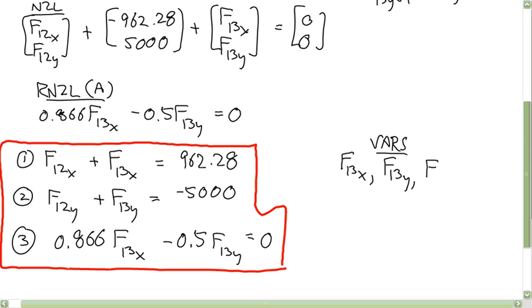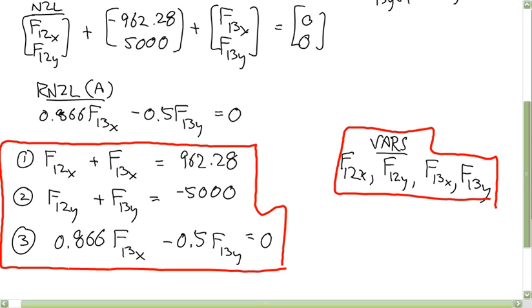I don't know why I did it in that order. So 1, 2x, 1, 2y, 1, 3x, and 1, 3y. Okay? So we can't solve any more right now. Anybody have any questions about where we are, what I've done so far? Okay. And now I'm going to isolate member 2.